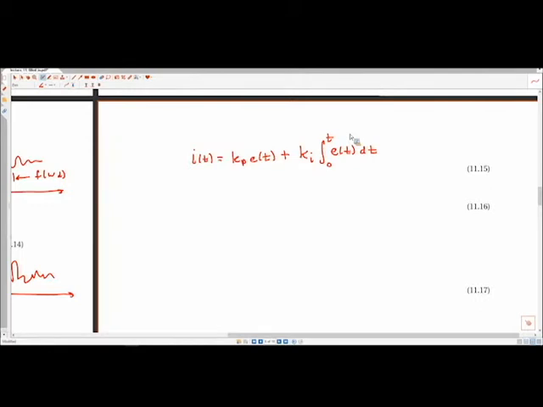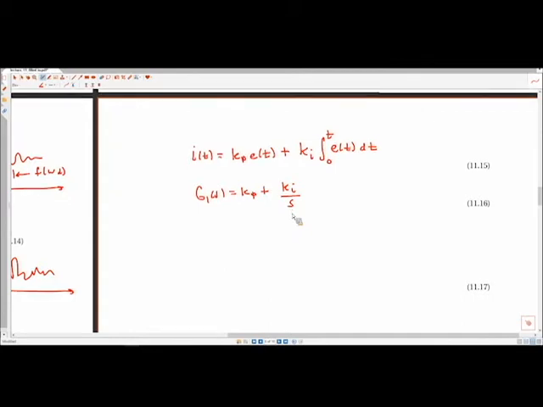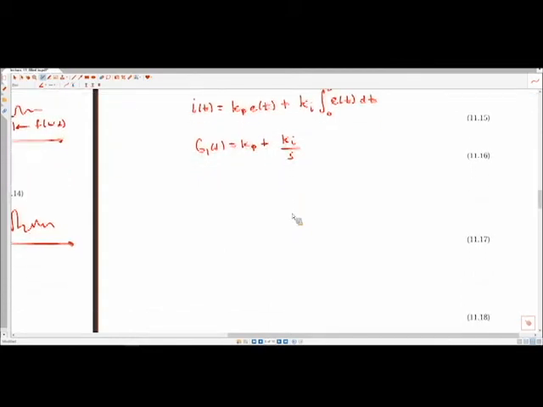Okay, in the frequency domain, this means that G1(s) is Kp plus Ki over s. And so then if we want to analyze now C over R, same thing as before when we analyzed proportional derivative control, it's now Kp plus Ki over s, times my plant transfer function.